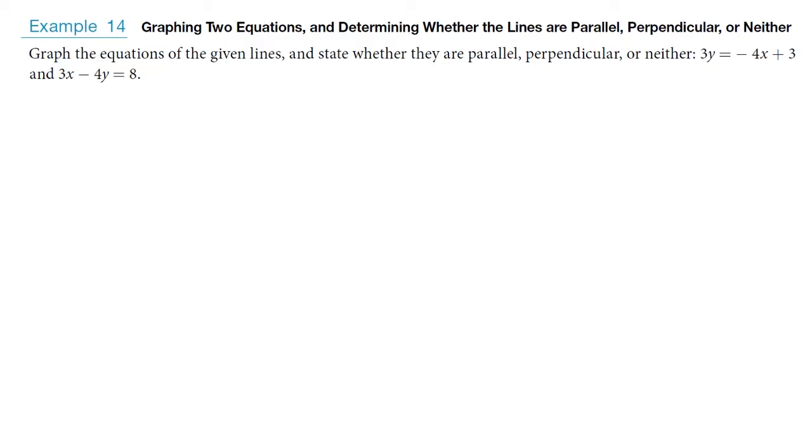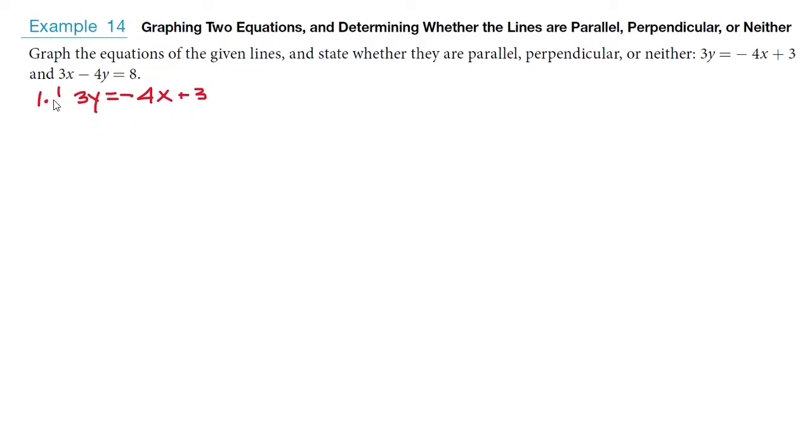Example 14. Graph the equations of the given lines and state whether they're parallel, perpendicular, or neither. The first line is 3y equals negative 4x plus 3, and the second line is 3x minus 4y equals 8. So I want to solve each of these equations and put them in the form y equals mx plus b. So the first equation, 3y equals negative 4x plus 3.